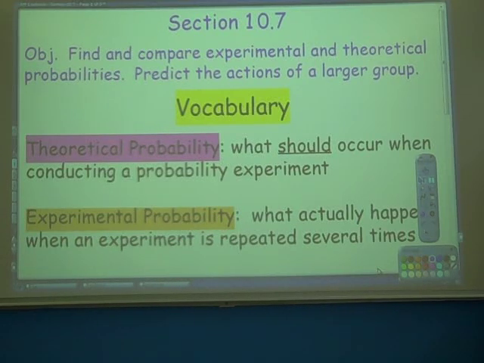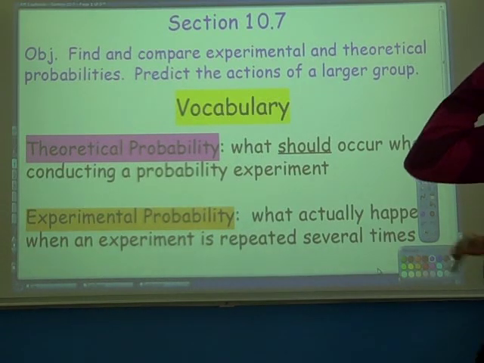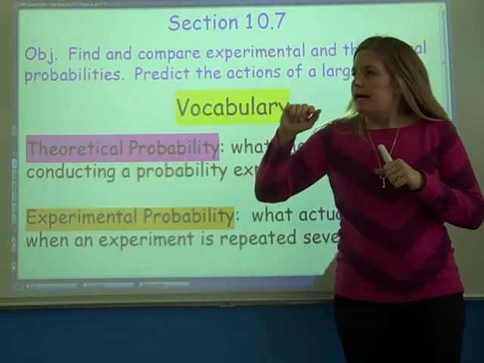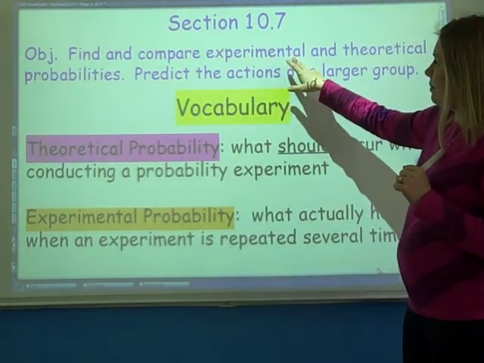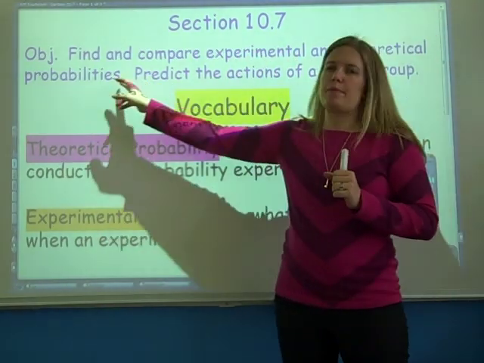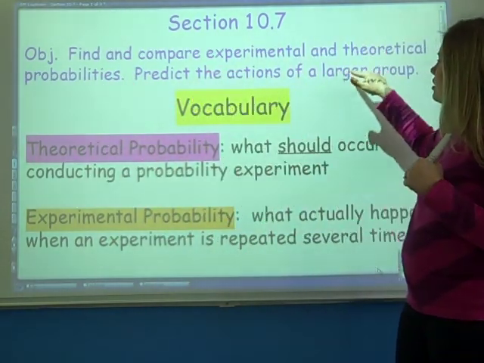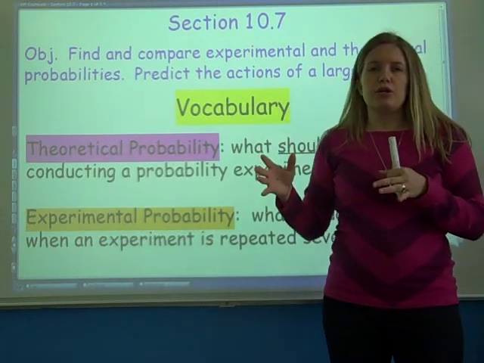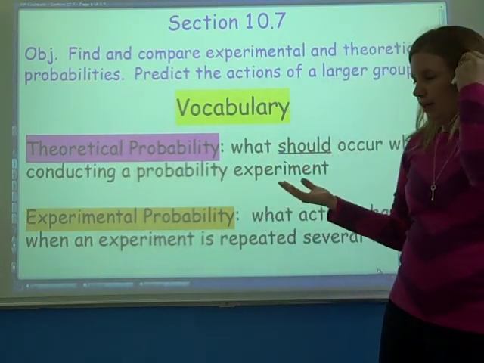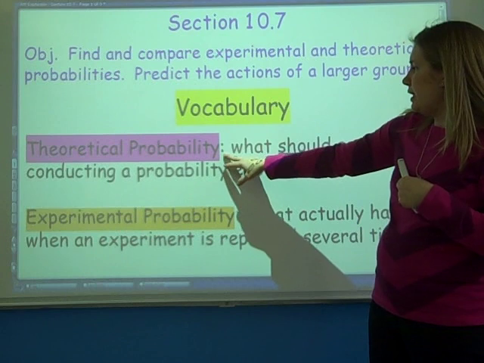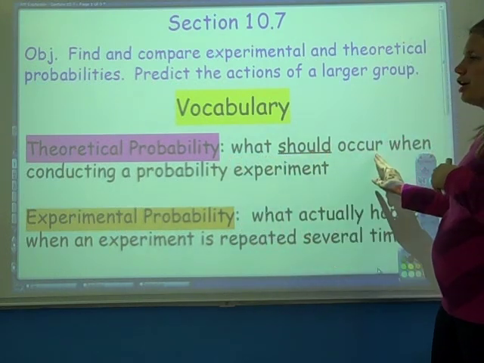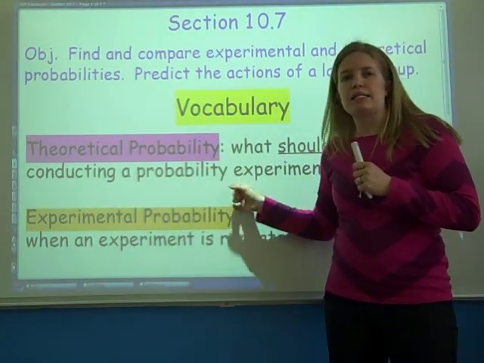Okay, hi everybody. We're doing section 10.7 today, and we're finding and comparing experimental and theoretical probabilities. We need to know what those words are, and then we're going to predict the actions of a larger group. So first let's talk about what theoretical and experimental probability are. Theoretical probability is what should occur when conducting a probability experiment.